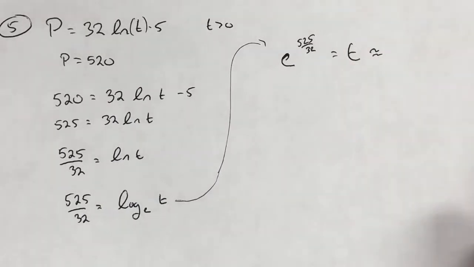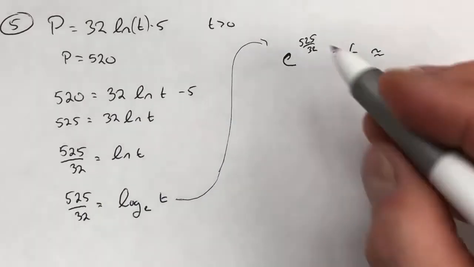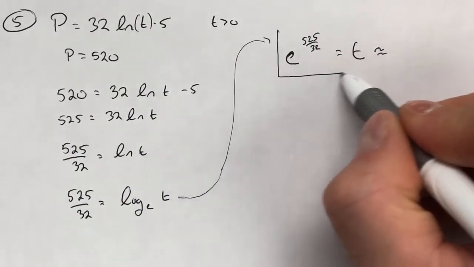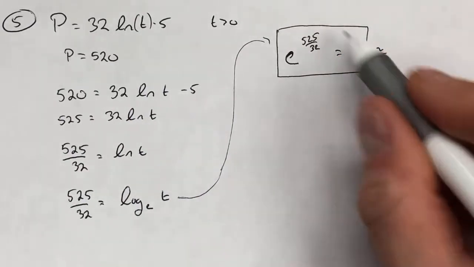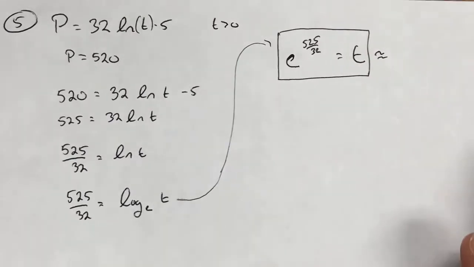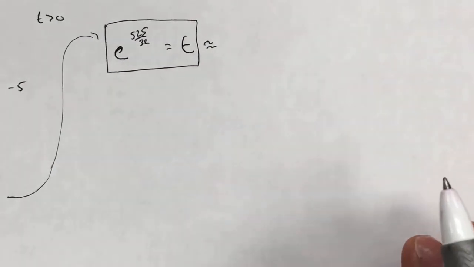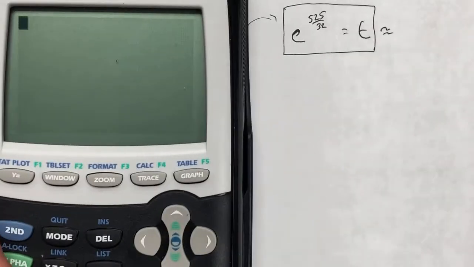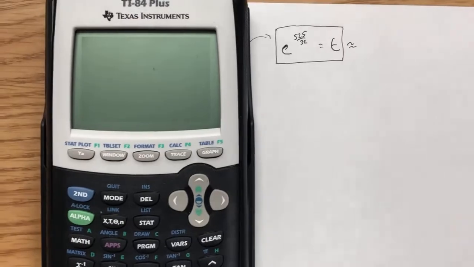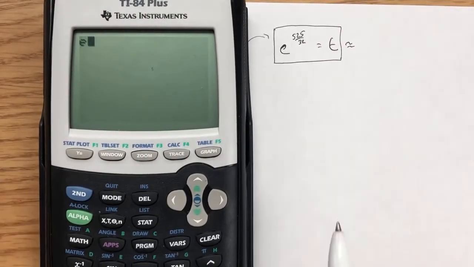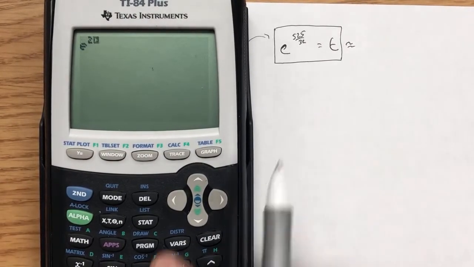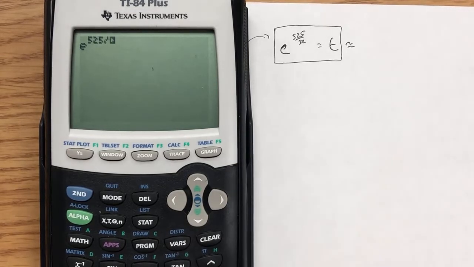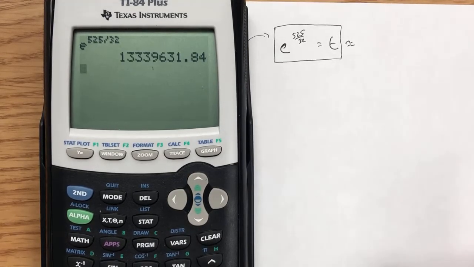So I'm going to estimate what this is. Now, if your question is asking for the generic expression, it's going to be that. But we're going to assume that it wants an actual time in some sort of unit. So let's see what we get. I have e to the power of 525 divided by 32. Ooh, I got a lot of minutes.